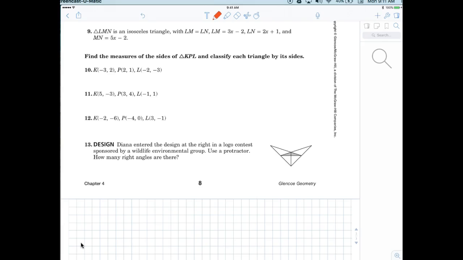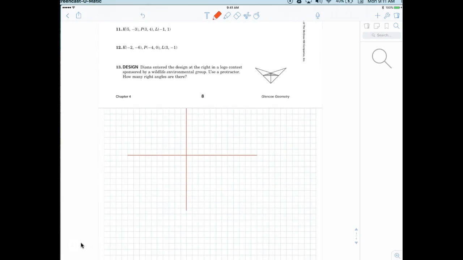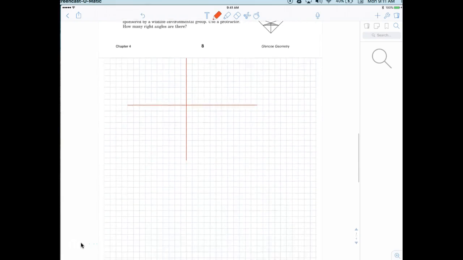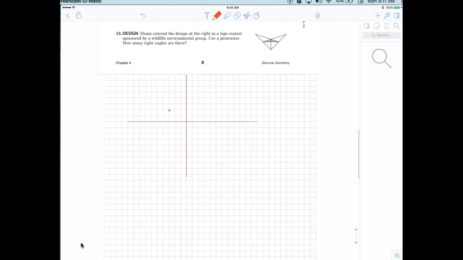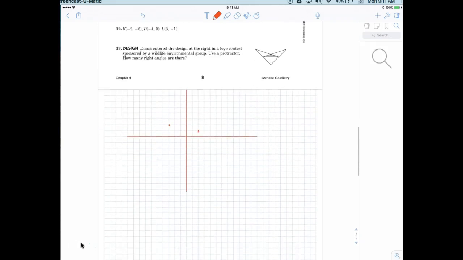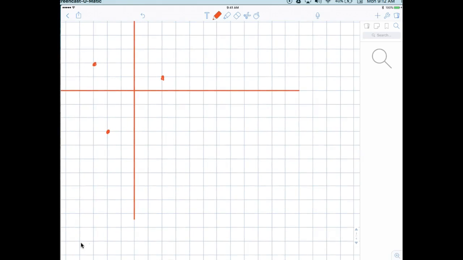We are classifying. So what we have to do is make ourselves an X and Y axis, please. X and Y axis. And let's plot -3, 2, and then 2, 1. And then we're looking at -2, -3. And then we're graphing.